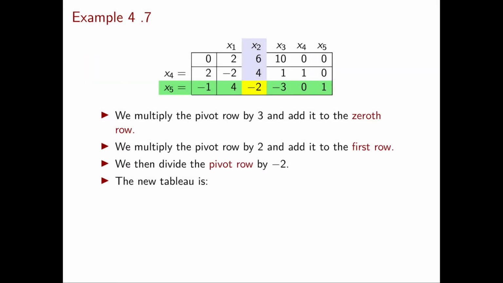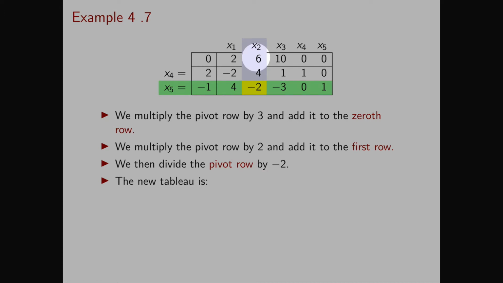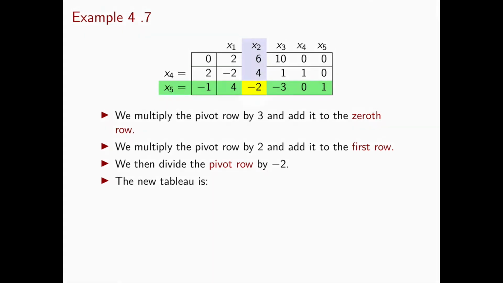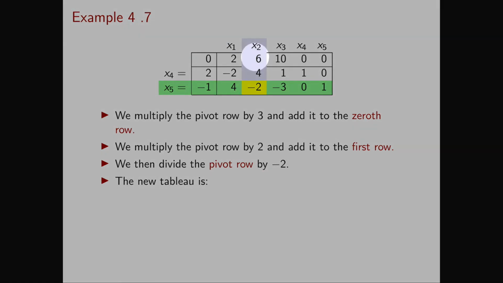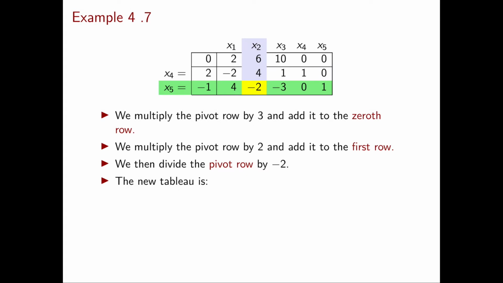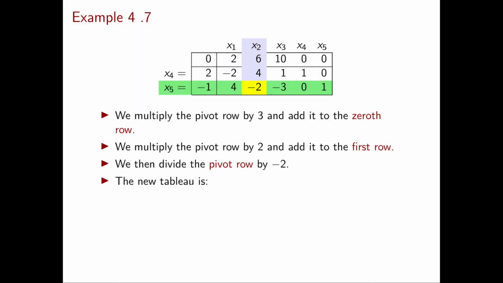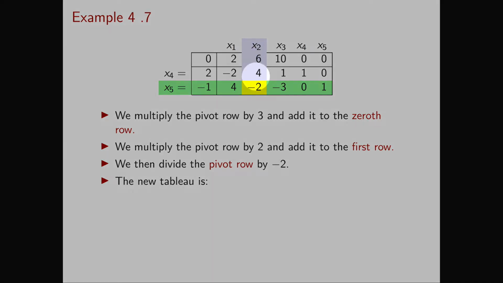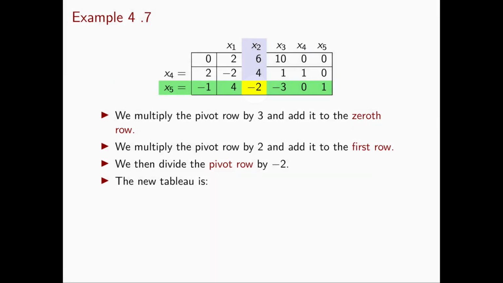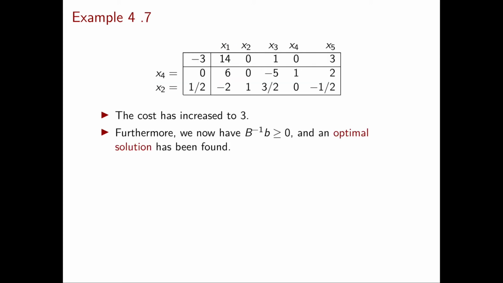Next, we need to perform the pivot. We need to obtain 0, 0, 1. To obtain a 0 in the 0th row, we multiply the pivot row by 3 and add it to the 0th row. To obtain a 0 in the first row, we multiply the pivot row by 2 and add it to the first row. And finally, to obtain a 1 in the pivot element, we divide the pivot row by -2. If we perform these operations, we obtain this new tableau.